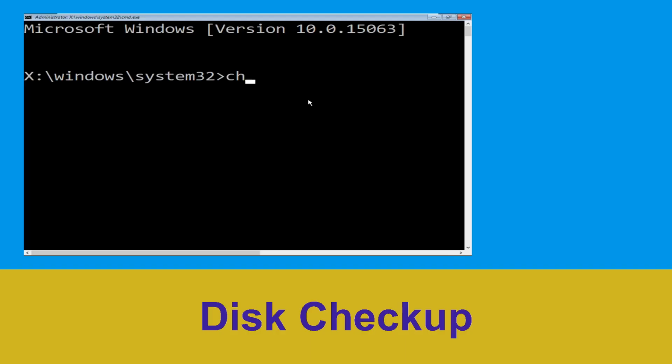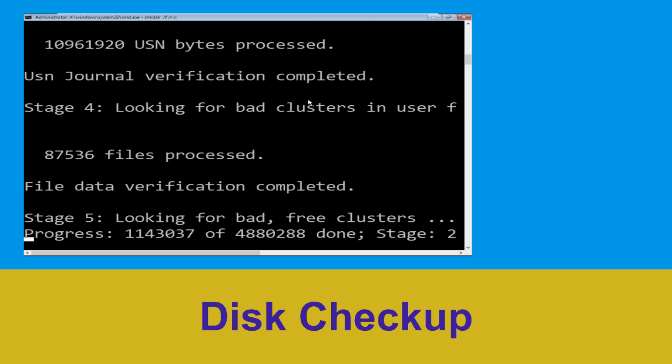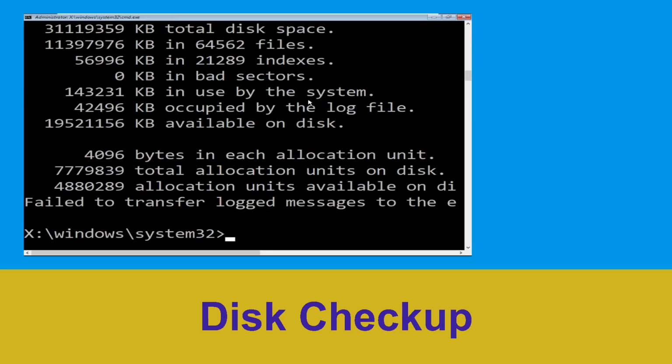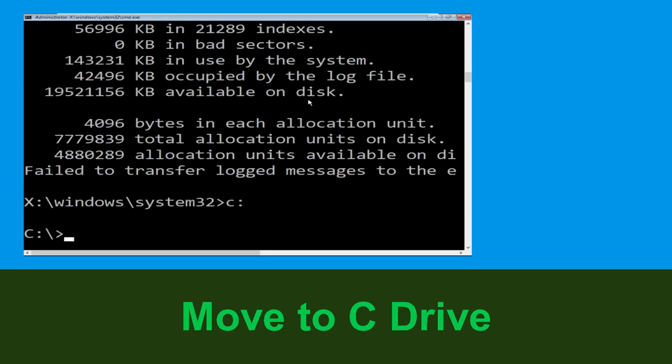Type chkdsk /f /r /c: and hit enter to execute the command. Now wait for some time to complete the process. Once done, move to the next step. Type c:, then hit enter.